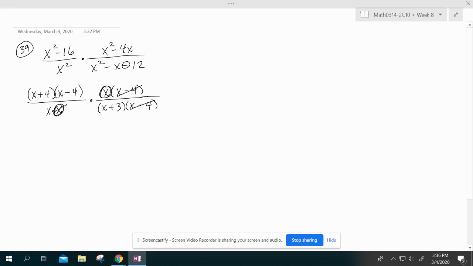Now then, those X's are going to cancel. Is there anything else going to cancel? And so whatever's left is the answer. X plus 4, X minus 4. And in the bottom, I have an X and an X plus 3. So you know what this section is really going to get you good at is factoring. Because you got to factor a lot.